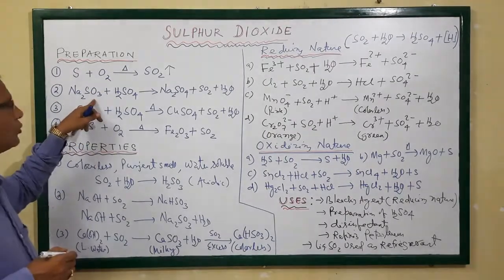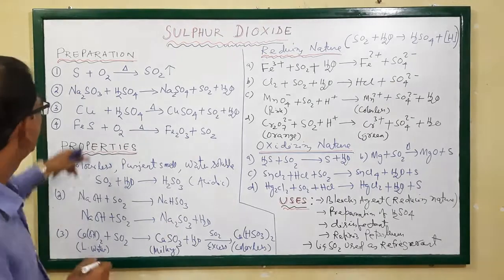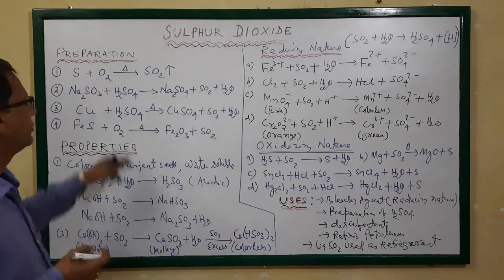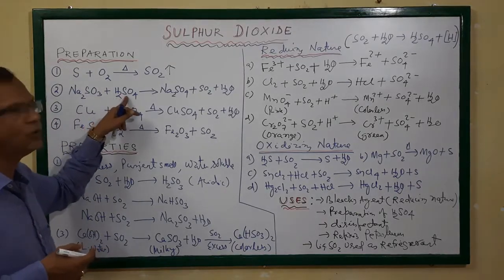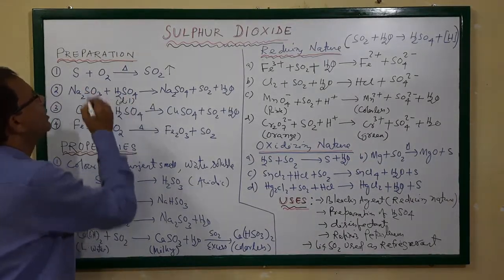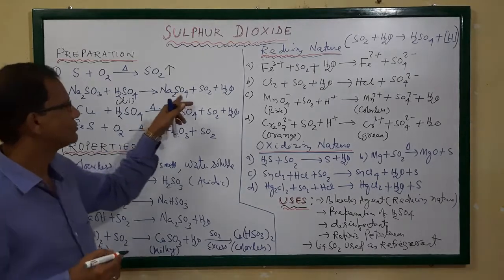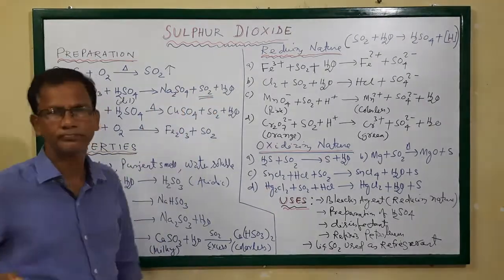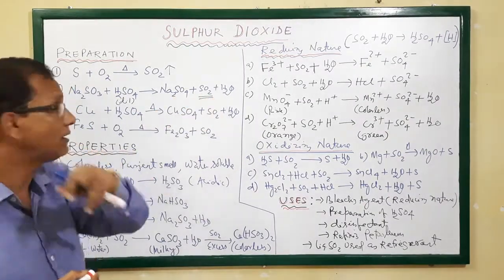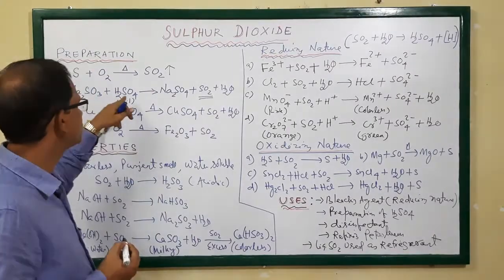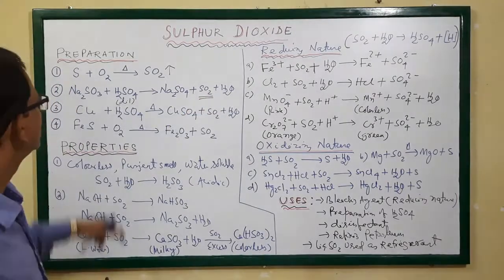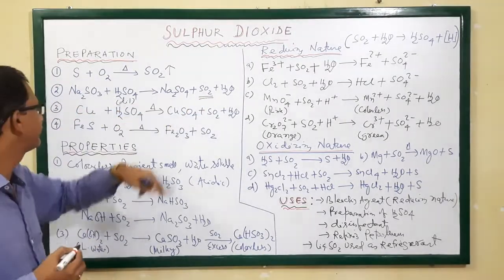The second preparation is when a sulfide salt, sodium sulfide, potassium sulfide, any sulfide salt, is treated with dilute sulfuric acid. This produces sulfur dioxide gas, and the corresponding sulfate will be formed, but the gas formed is sulfur dioxide. Very important: sulfide, when it reacts with dilute sulfuric acid, produces sulfur dioxide gas. That is the second preparation of sulfur dioxide.